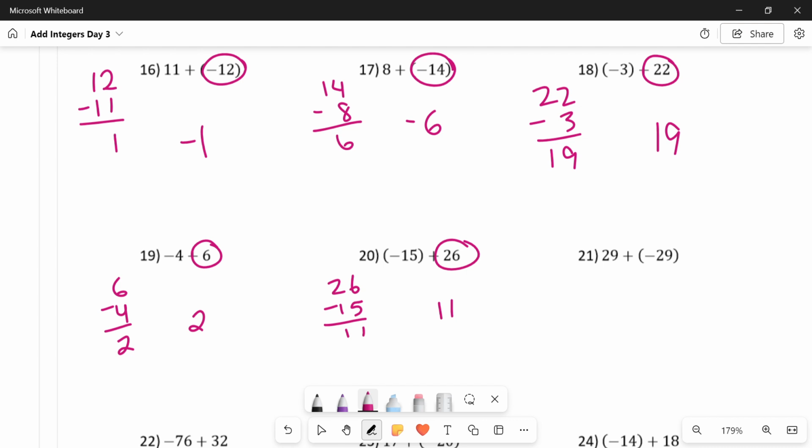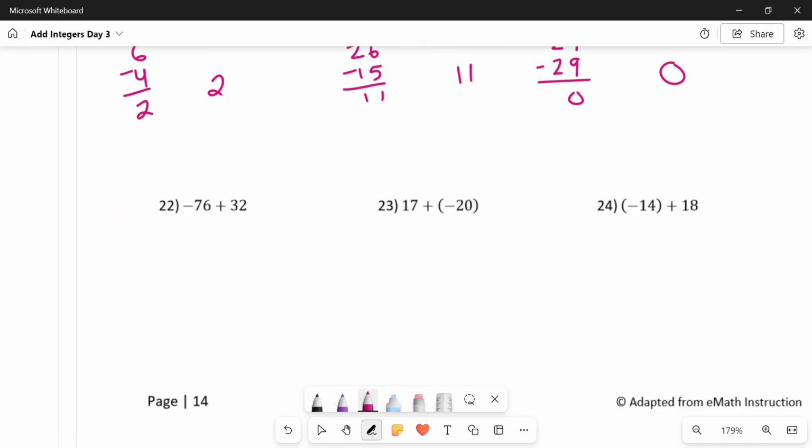They're both the same distance from 0. So I don't know which one to circle, so let me just subtract them and see what happens. You get 0. So when they're the same distance from 0, the answer is going to be 0.